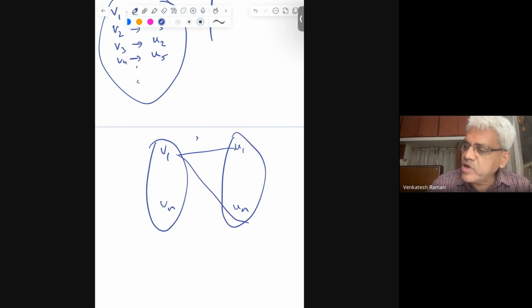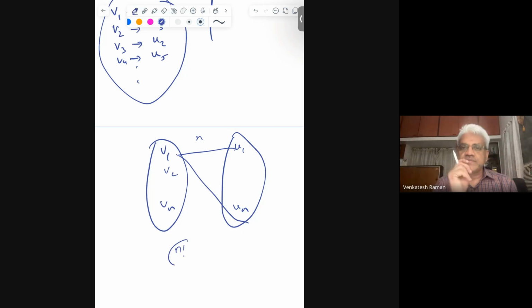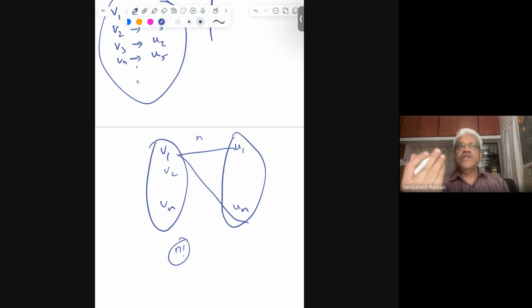Once I fix that n choice, then V2 has the remaining n minus 1 choices. V3 has the remaining n minus 2 and so on and so forth. So that will be the n factorial choices, because it has to be a bijection. So that's the n factorial algorithm.